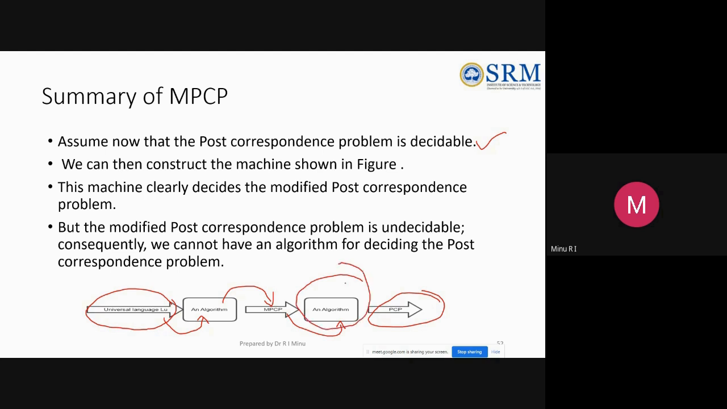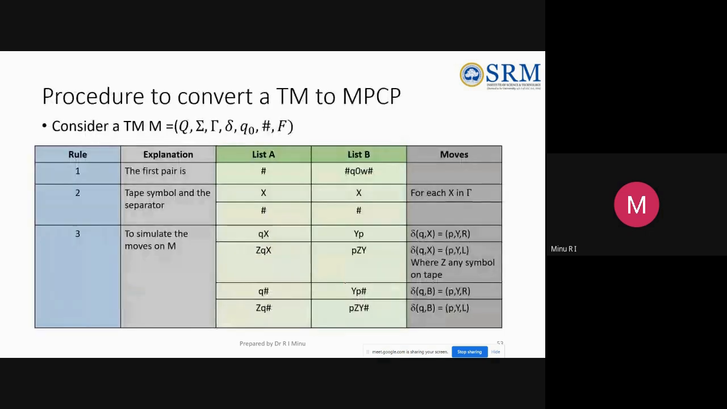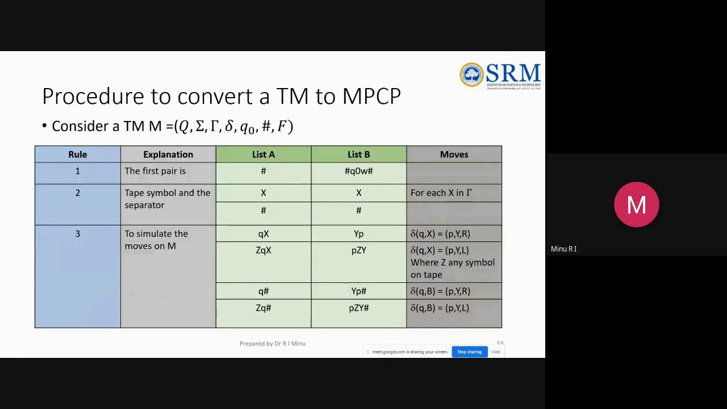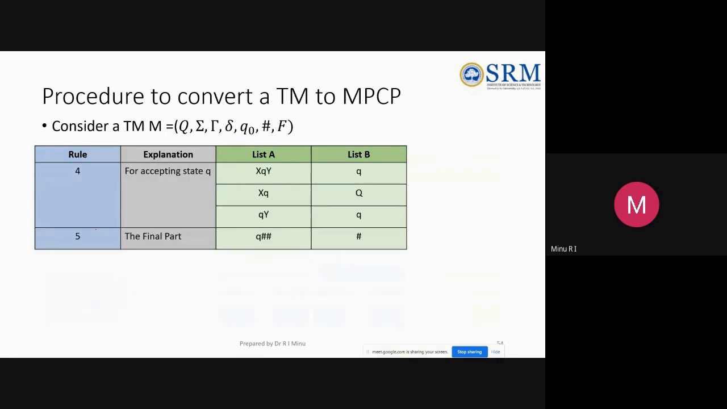Okay, so how to handle this? Here, for converting a Turing machine into an MPCP problem and for inserting all those symbols, this is the procedure. Here what they will be doing is sticking with 5 rules, 1, 2, 3, 4, 5 rules.